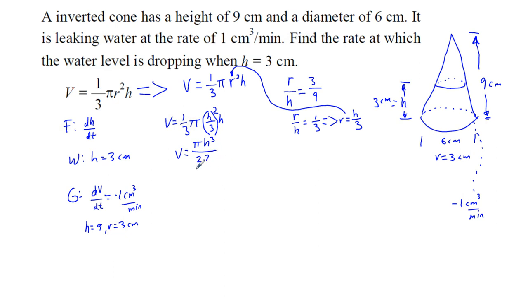Now we're going to differentiate both sides with respect to time, and for that we get on the left side dV/dt, and on the right side, the derivative of h cubed is going to be 3 pi h squared, and we have dh/dt, and we maintain our 27 in our denominator here.